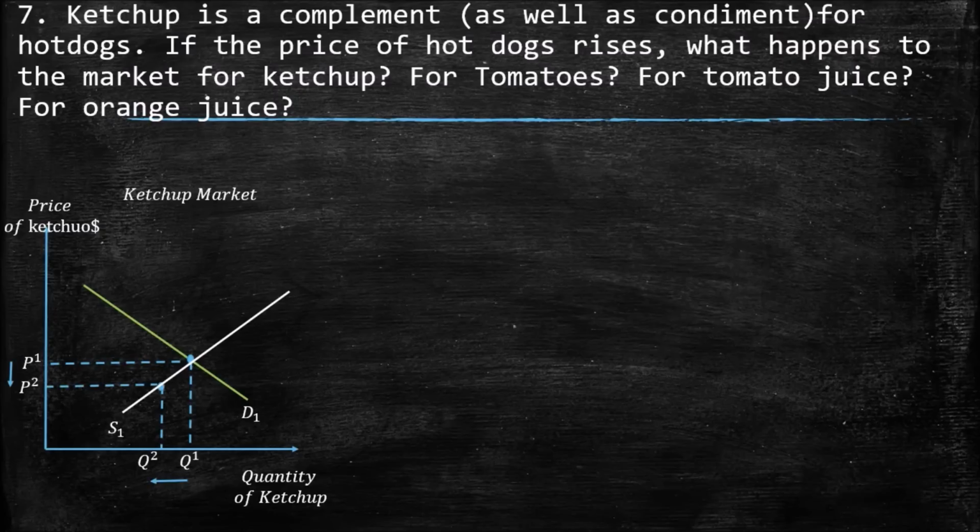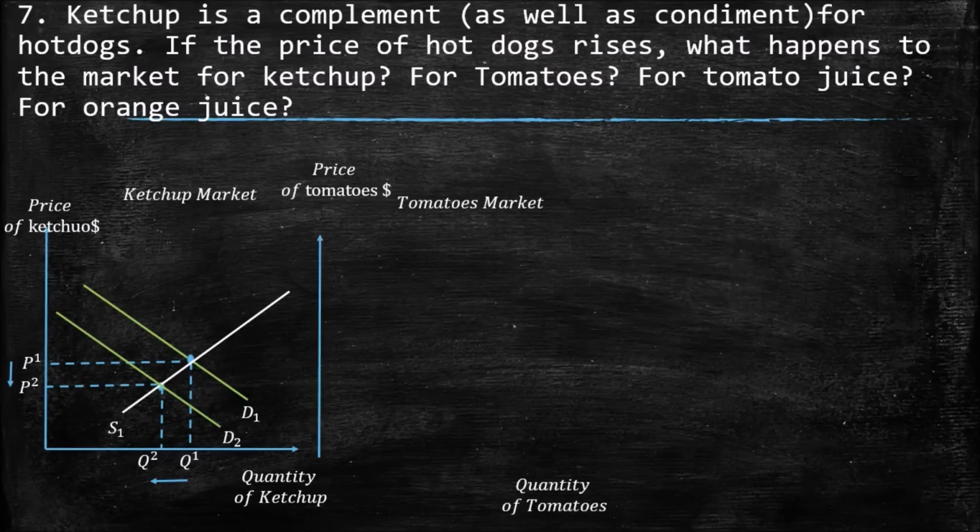So the demand curve is going to shift to the left. What happens in the ketchup market? The price will go down, as well as the quantities. Okay, this is D2. Now we'll have to talk about the tomatoes market.